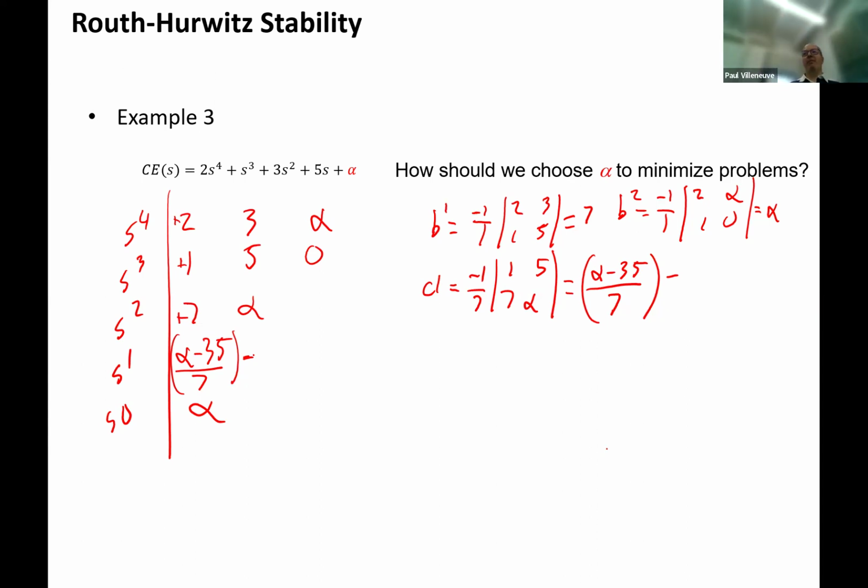So how do I minimize problems? Yes, sir. So if negative alpha minus 35 is greater than or equal to 0, I'm minimizing problems. It's essentially what you said, right? Everybody agree with that? Is there a problem with this equal 0 there? Not necessarily. Please consider that possible. Well, I'm only caring about if there are any poles in the right-hand half plane. There is a way to check if it's on the j omega axis, but we'll get into that in a little bit.